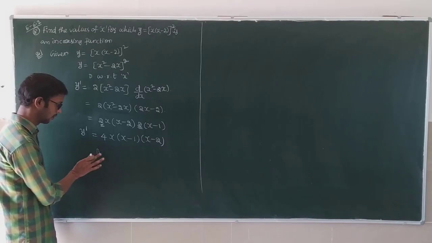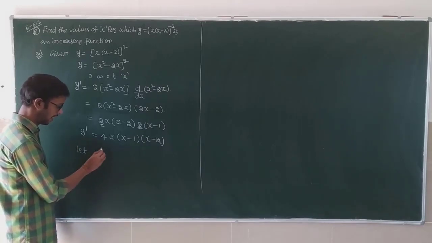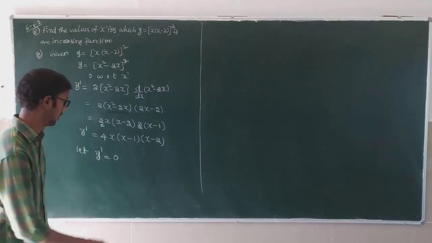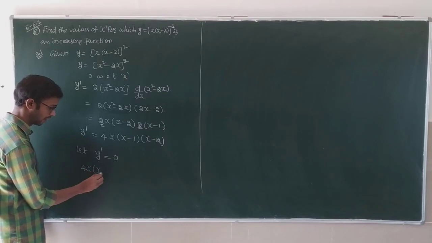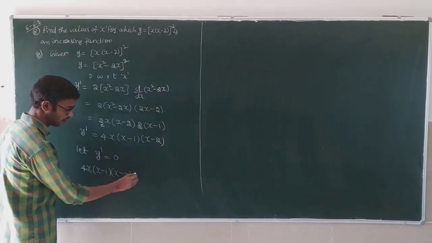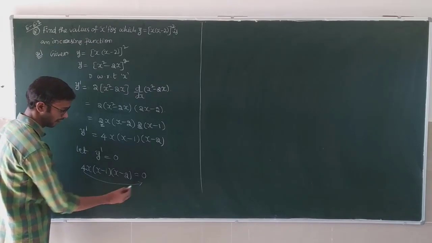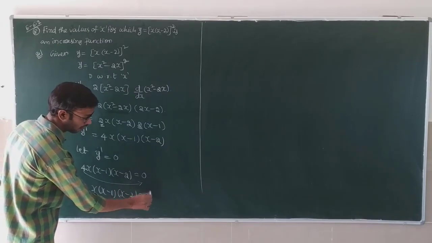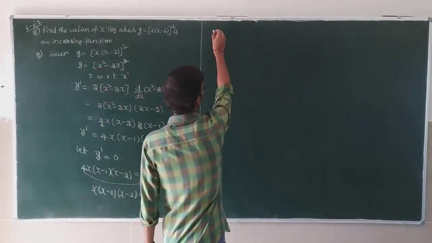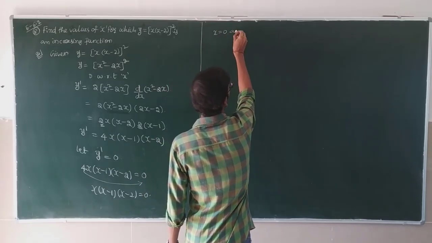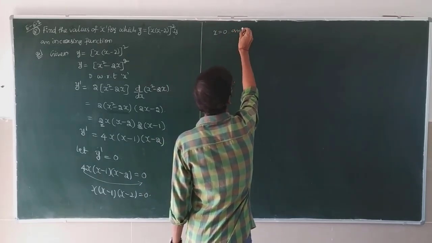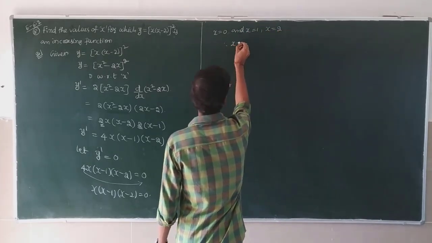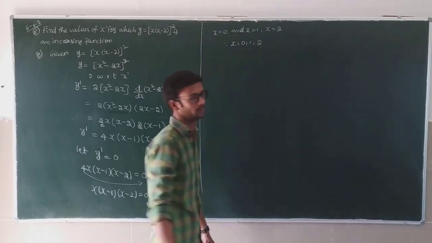Now, let y dash be equal to 0. We know that y dash is equal to 0, second step. So 4x into x minus 1, x minus 2 is equal to 0. Send the 4 to that side: x(x minus 1)(x minus 2) is equal to 0. That is x equal to 0, x equal to 1, x equal to 2. Therefore, x equal to 0, 1, 2.